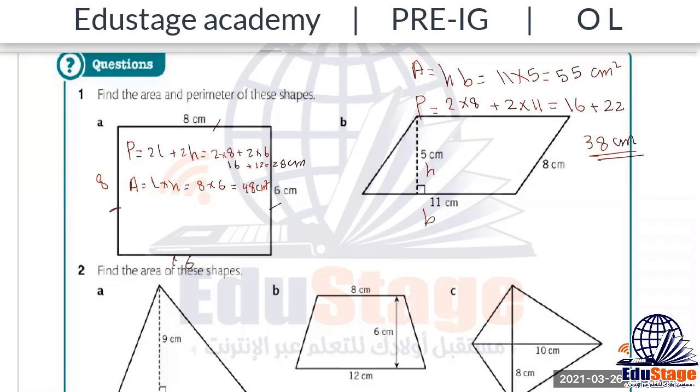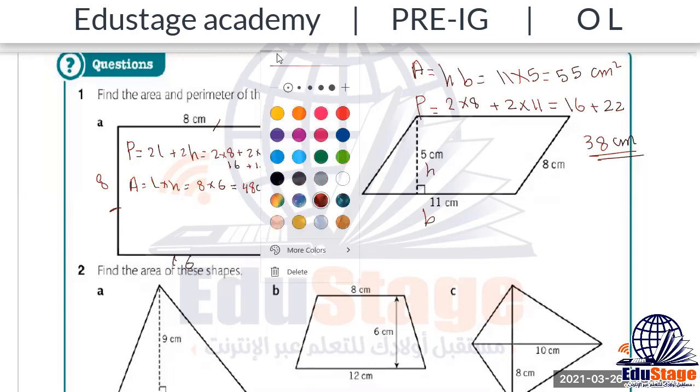Mr., can you repeat the area part? I don't understand why you take H and B in the parallelogram. Okay, you understand the area of the rectangle? Yes, I understand. The parallelogram is the same as the rectangle. See, I will do something for you. Focus. One minute.